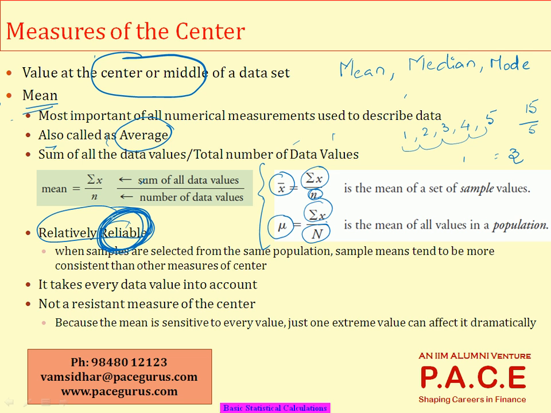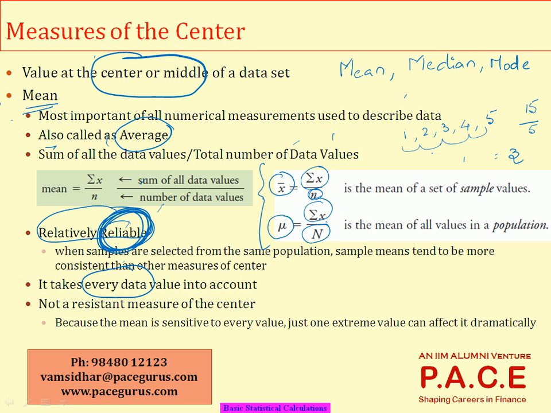So that is one prime reason why people look at mean as a better measure compared to median or mode. But however, mean also has some disadvantages. On a positive note, mean takes every data value into account because it is adding all the values. Each value will have an importance in the calculation of the mean. But that itself is a disadvantage also.